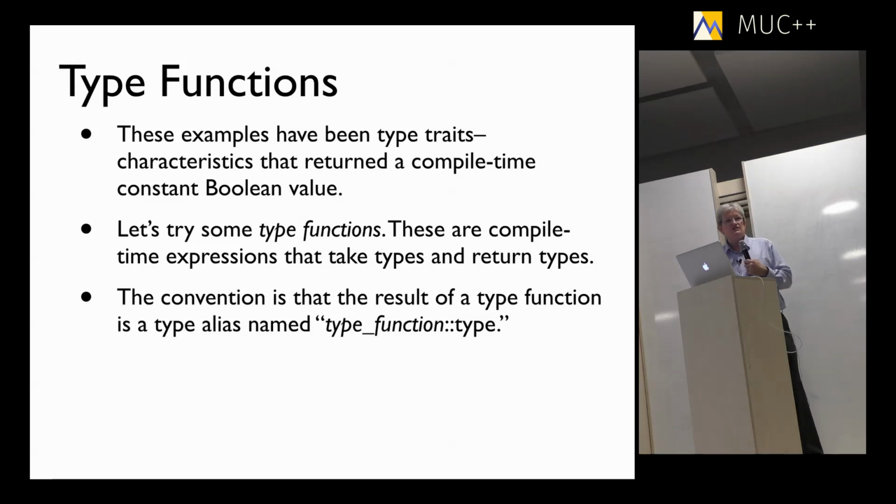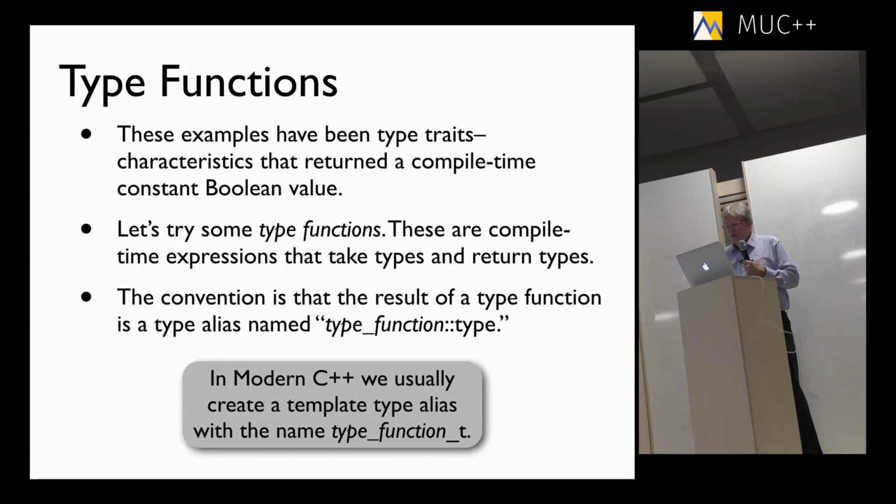Now, type functions are not supported in C++ as first-class citizens. C++ doesn't have type functions. But we can emulate these very easily with the same kind of technique that we used with ::value. We can create a template where the answer, or the return type, is going to be ::type. And then we're also going to define a type function _t, so we don't have to say ::type all the time.